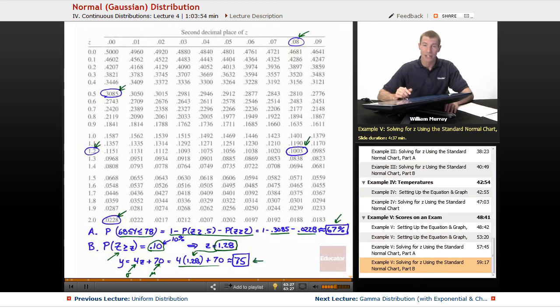So that's the last example, so that wraps up this lecture on the normal distribution, also known as the Gaussian distribution. This is part of the probability lecture series here on Educator.com. Next lecture is on the gamma distribution, which also includes the exponential distribution and the chi-square distribution.